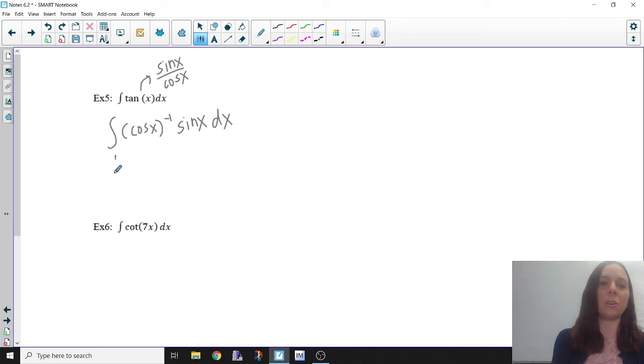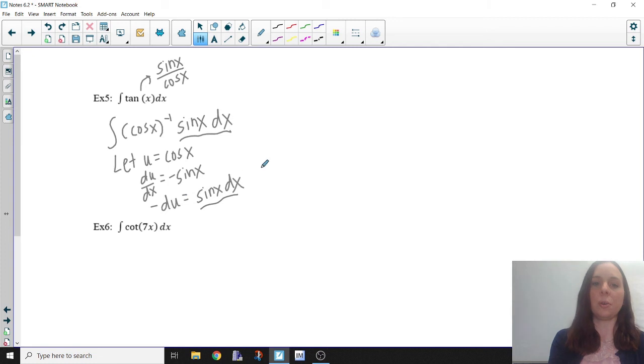And now we see a composition of functions. We're going to let u equal the inside, which is cosine. Take its derivative. The derivative of cosine is negative sine. We don't see a negative in our sine function up here, so we need to move the negative to the du side as we move the dx to the sine side. Now this side of our equation matches the extra pieces that we have up here, and we have a negative du. Okay, so let's rewrite our integral as the integral of u to the -1. Sine of x dx becomes negative du.